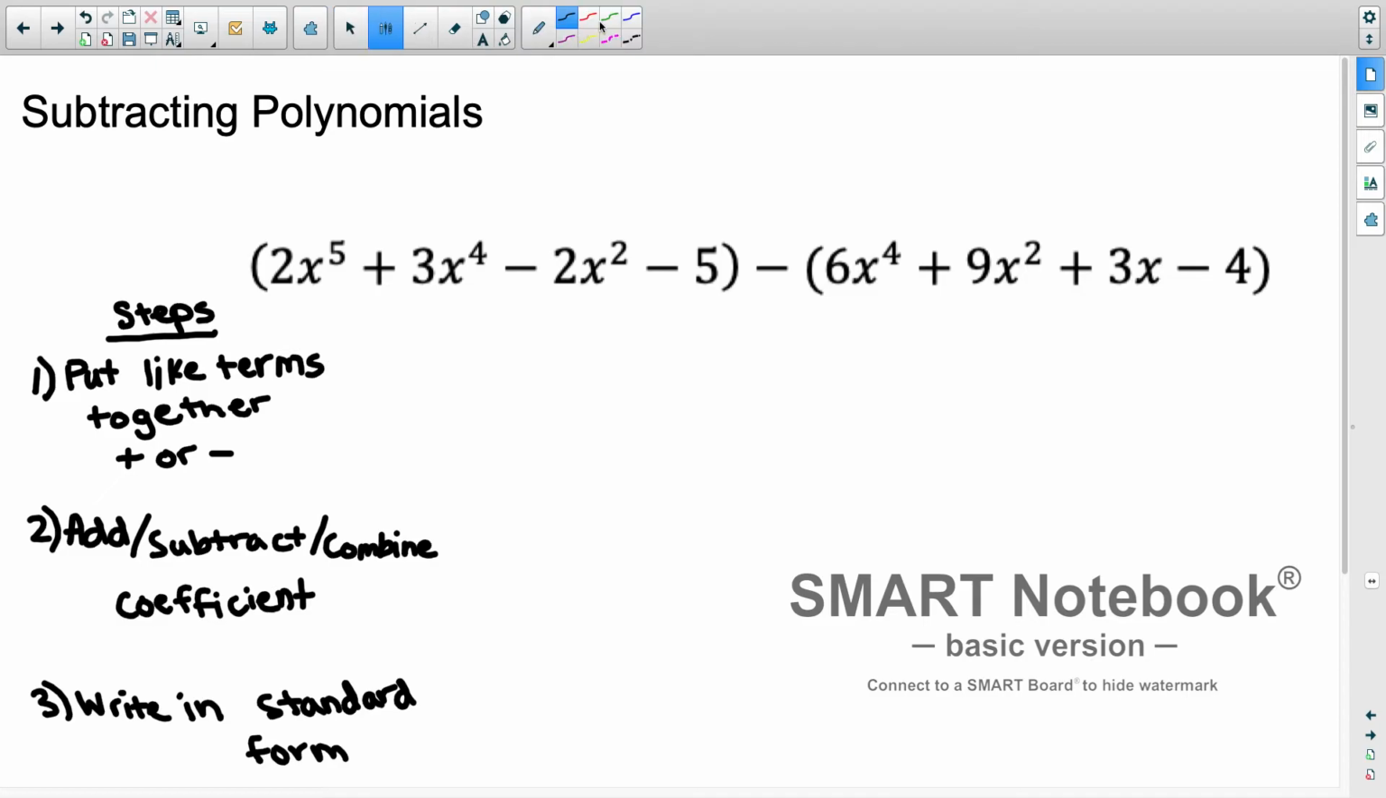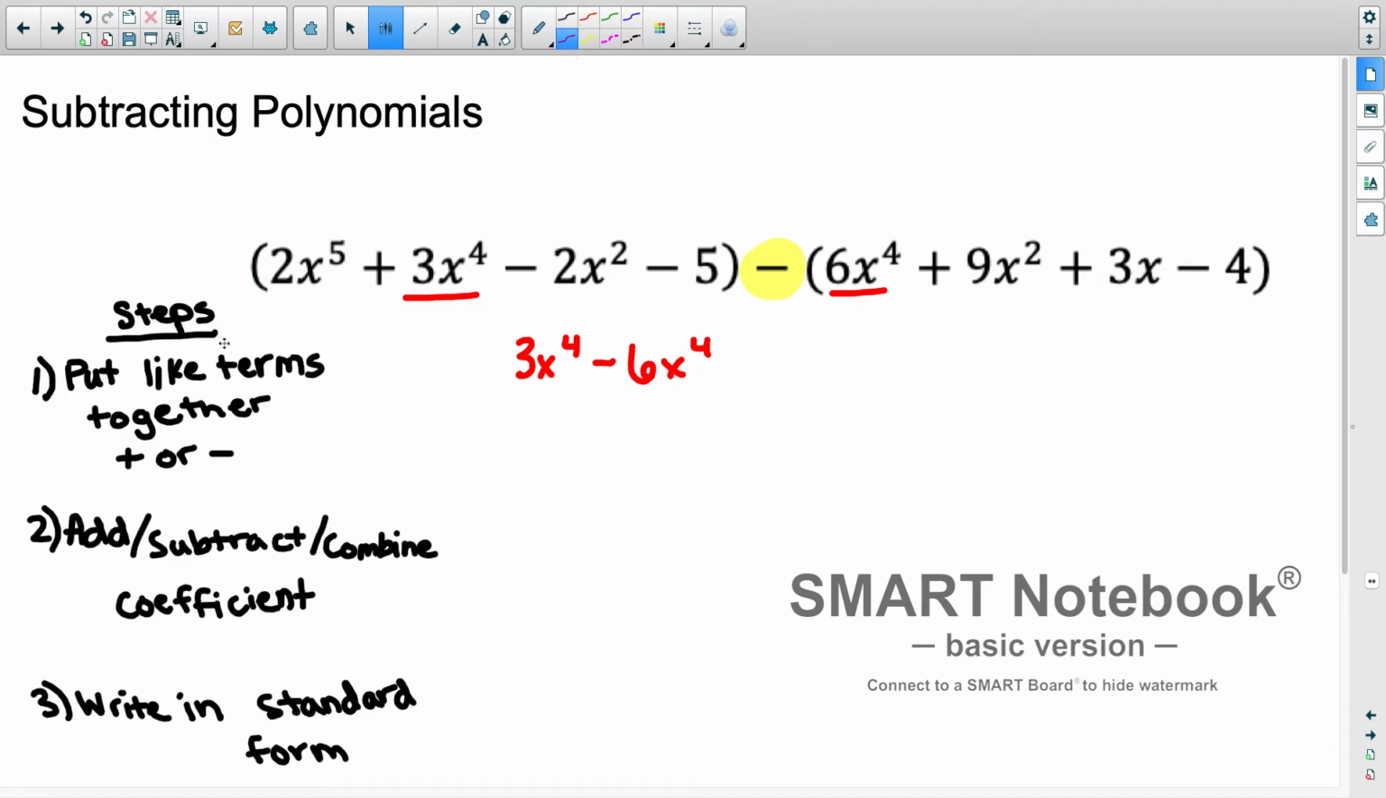So again, we're looking for those like terms. So what like terms do we have here? What can be put together? 3x to the 4th and 6x to the 4th. Good. So that x to the 4th goes with that 6x to the 4th. So I'm going to start with that 3x to the 4th. And again, I'm putting in that minus 6x to the 4th.